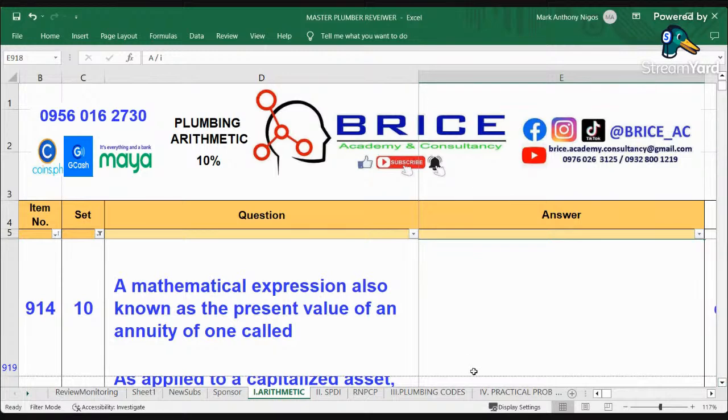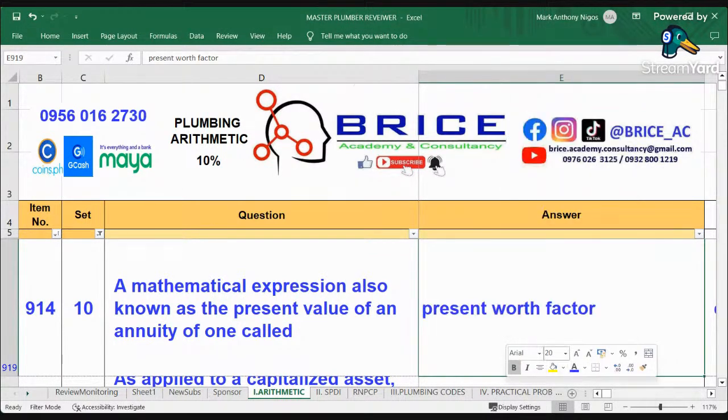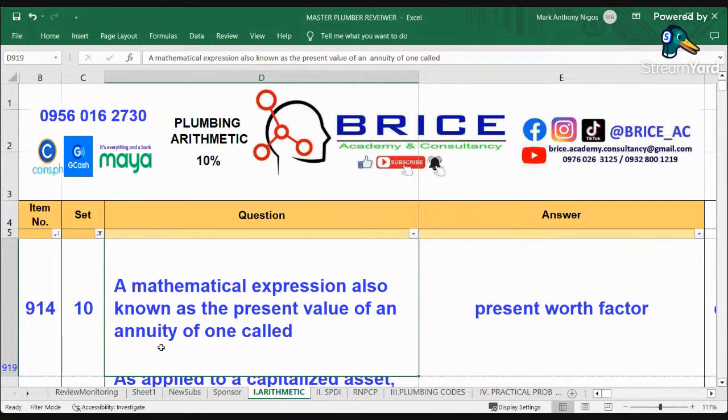914. A mathematical expression is also known as the present value of an annuity of one called, the answer is present worth factor. A mathematical expression also known as the present value of an annuity of one called present worth factor.